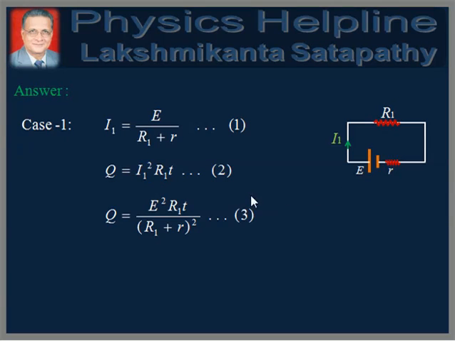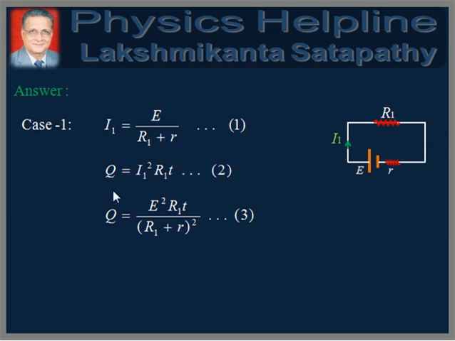In the first case, resistance is equal to R1, EMF is equal to E, and internal resistance is equal to R. Therefore, total resistance of the circuit is equal to R1 plus R. Therefore, current through the resistance is given by I1 is equal to E by R1 plus R.